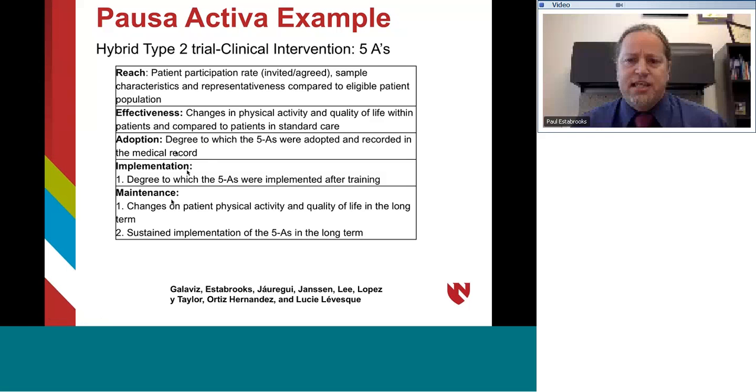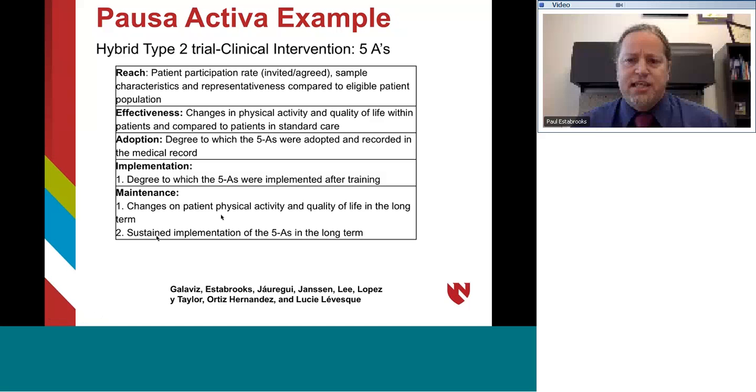And then for implementation, we operationalized that as the degree to which all 5 A's were implemented after the training. So, did they get all 5 of them in? That would be 100% implementation. If they got 4, it'd be 80% and so forth.